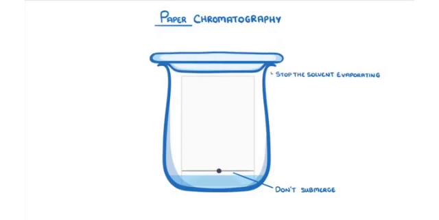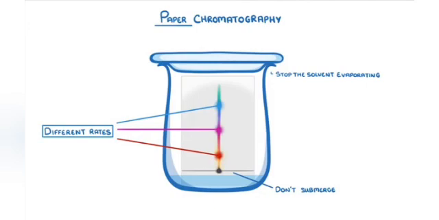Then we just wait for the solvent to seep up the paper, and as it does so, the different dyes that make up our ink will dissolve in the solvent and move up with it. What makes this interesting, though, is that each of the different dyes will travel up the paper at different rates, and so they'll end up separating out, which tells us that each one must be a different substance. So we've basically separated out the different substances.